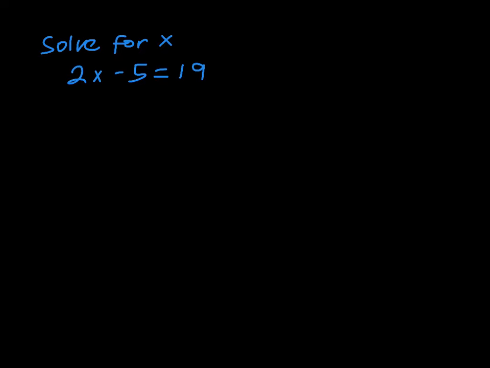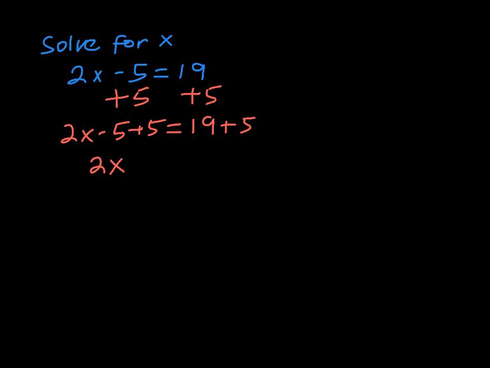So we have a negative 5 here. To eliminate negative 5 from the left hand side, we need to add positive 5. So we're going to add 5, so this is going to be plus 5. And then whatever you do to the left hand side, you also do to the right hand side. So this becomes 2x minus 5 plus 5 is equal to 19 plus 5. Negative 5 and plus 5 gives you a value of 0, so this becomes 2x.